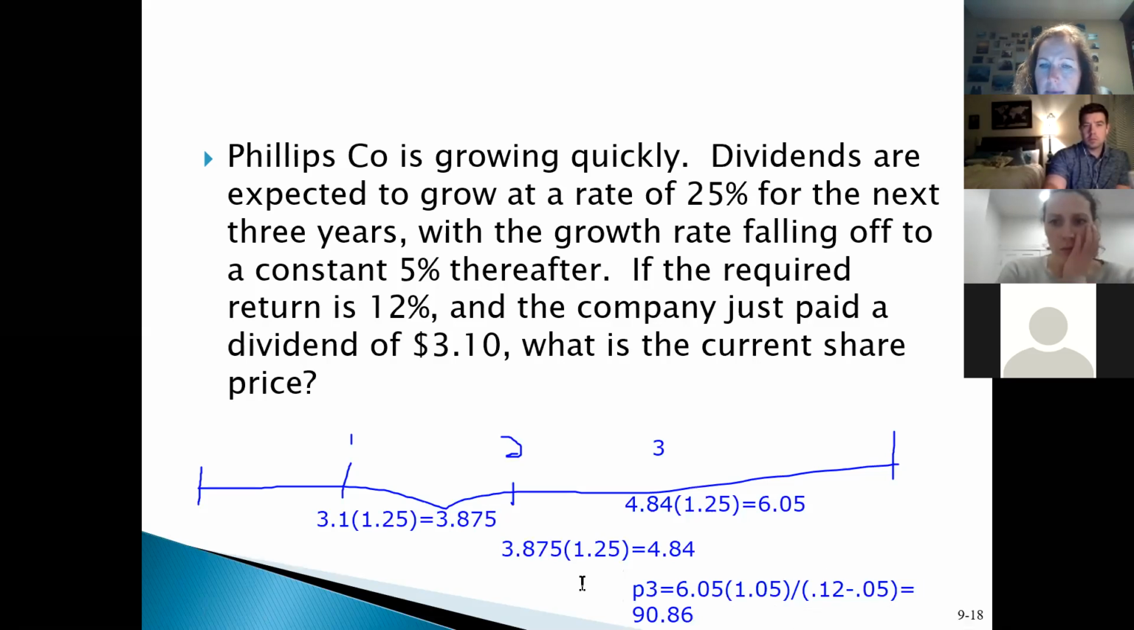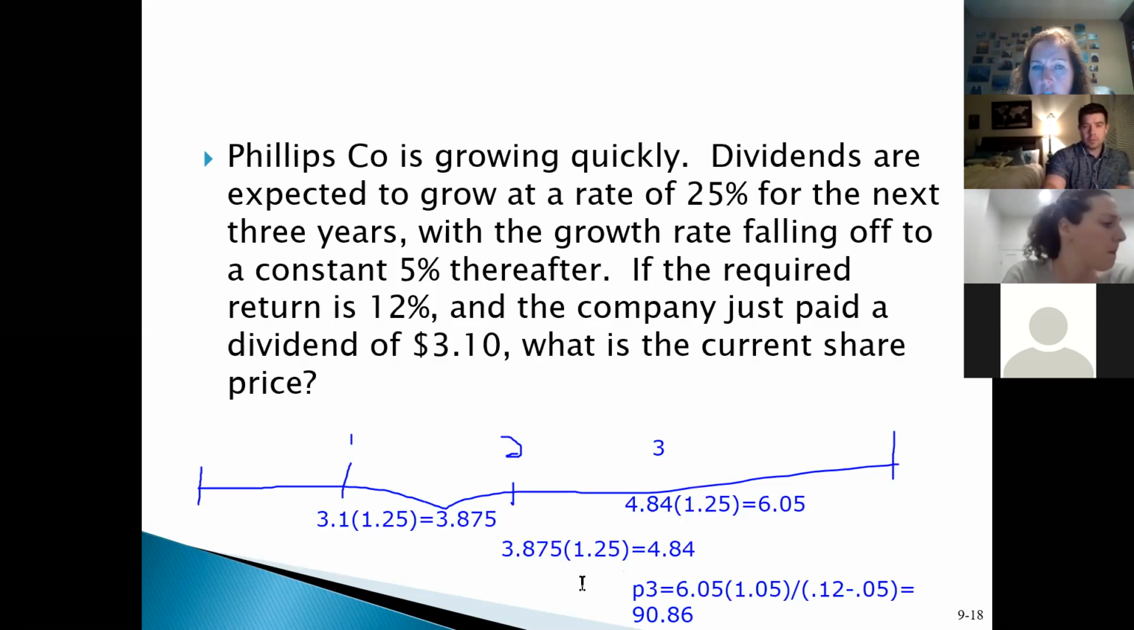Okay, does that make sense to you up to this point? So we had a dividend of 3.10, which we already got, so that's not part of the stock price anymore. A year from now, the dividend's going to be 3.875. A year from then, it's going to be 4.84. A year from then, it's going to be 6.05. And then we start growing forever at the same rate.